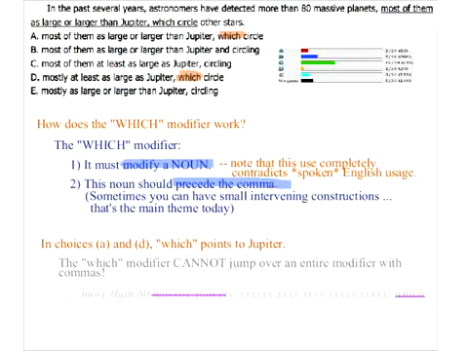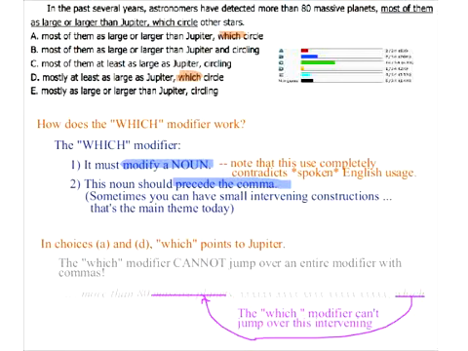So the which modifier can't make this jump. The which modifier can't jump over this intervening construction. In this case, we have which trying to point to Jupiter, and there's two problems with that. So let's take this onto the next page, along with the highlights.